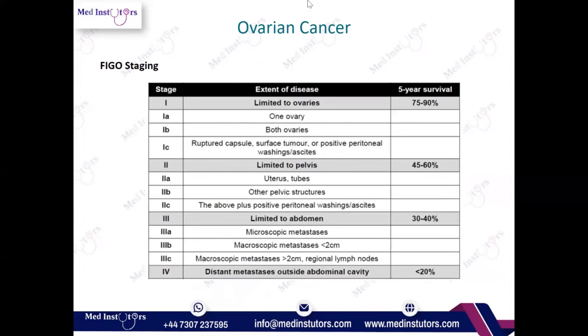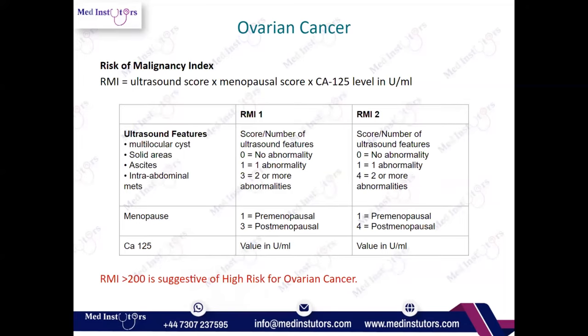May I ask a question, Doctor? Yeah, sure. Could you return to the previous slide on the risk of malignancy index score? In the ultrasound features, I guess there is another one: if the lesion is bilateral, that is another option. In addition to the multilocular cysts, solid areas, ascites, and intra-abdominal mets, bilaterality of the lesions.